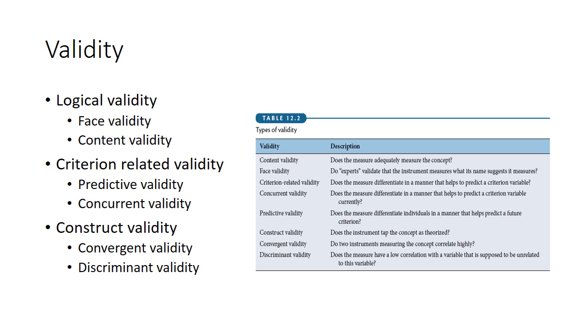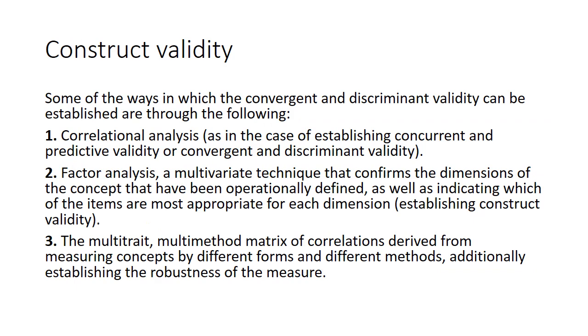So we will be, inshallah, seeing this construct validity by the application, inshallah. So you see there are ways of construct validity. Some of the ways in which the convergent and discriminant validity can be established are through the following. This is written in your book. So this is all from the book. Correlational analysis is the way through which you establish the convergent and discriminant validity.